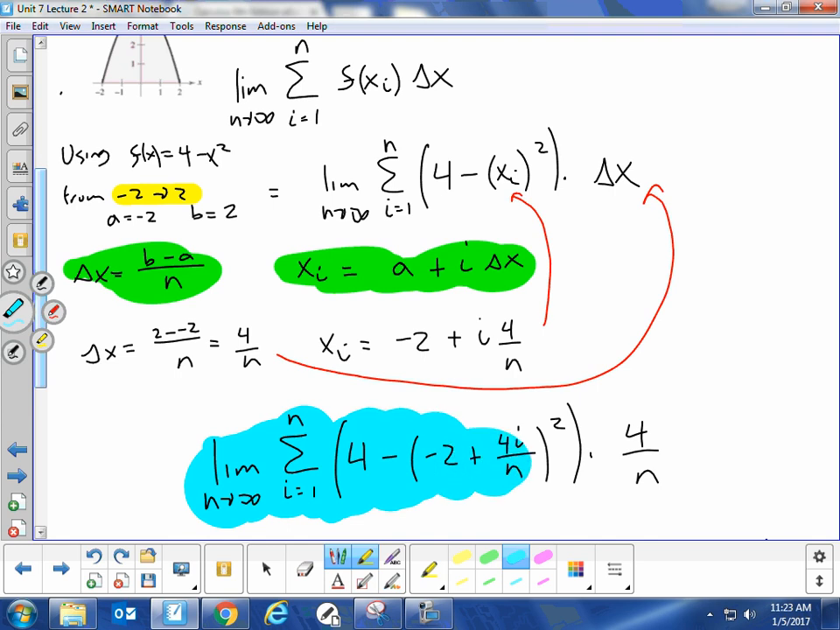It looks far more complicated than it is, so long as you understand what goes in it, it's not that bad getting here. If you know what delta x is, and actually the new thing is understanding what the x sub i is. Now we have that to make it a right Riemann sum.